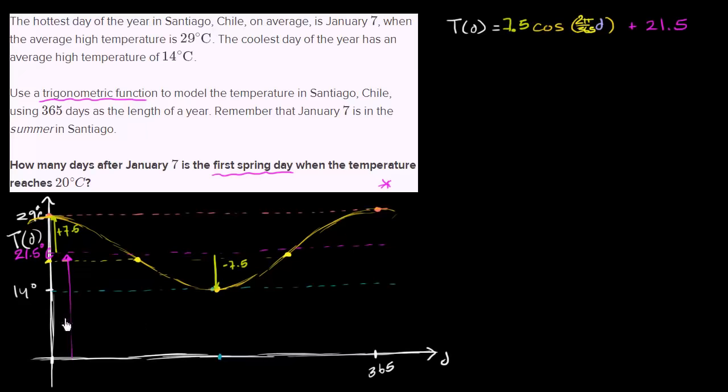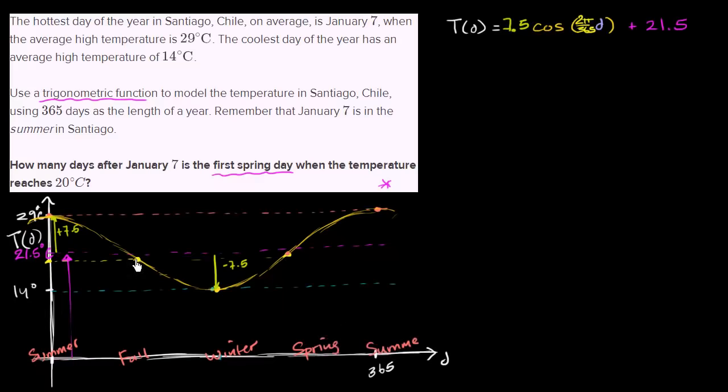Well, if we're in summer right over here, we're in the southern hemisphere, so our summer is going to be when it's the winter in the northern hemisphere. What season comes after summer? Well, this is going to be the fall. This is going to be the winter. Now this is going to be the spring. And then, of course, you go back to the summer. So we want this value, not this value.